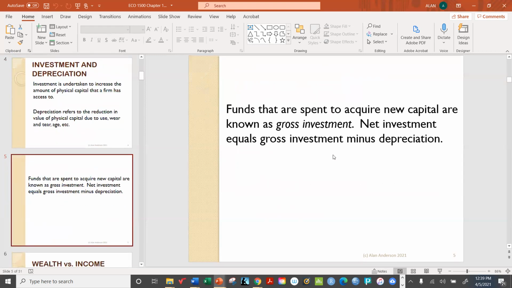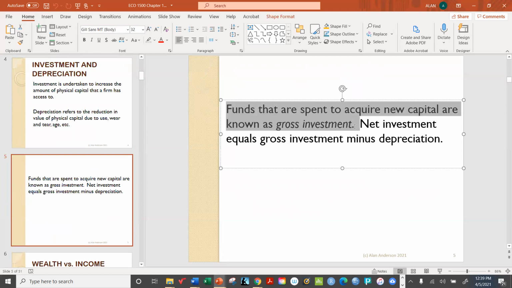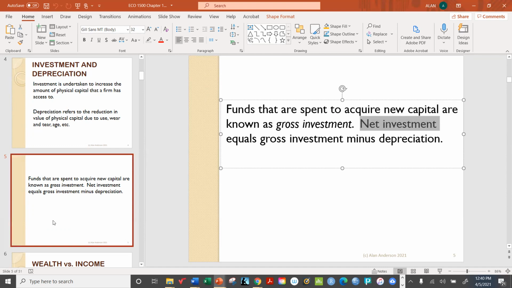A lot of investments are only done because our equipment is wearing out and we have to replace it. So if you look at the amount of money that's being spent to buy capital equipment, we often call that gross investment. But if you subtract now the amount of depreciation that we've suffered, the difference between total or gross investment and depreciation is often referred to as net investment.